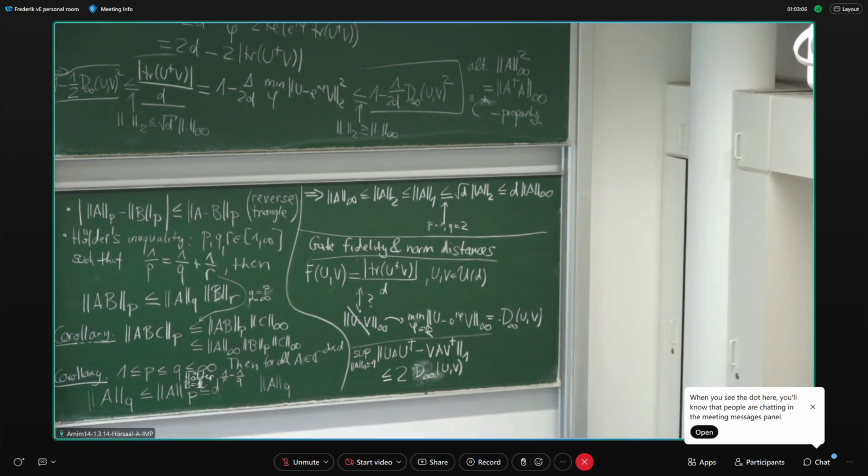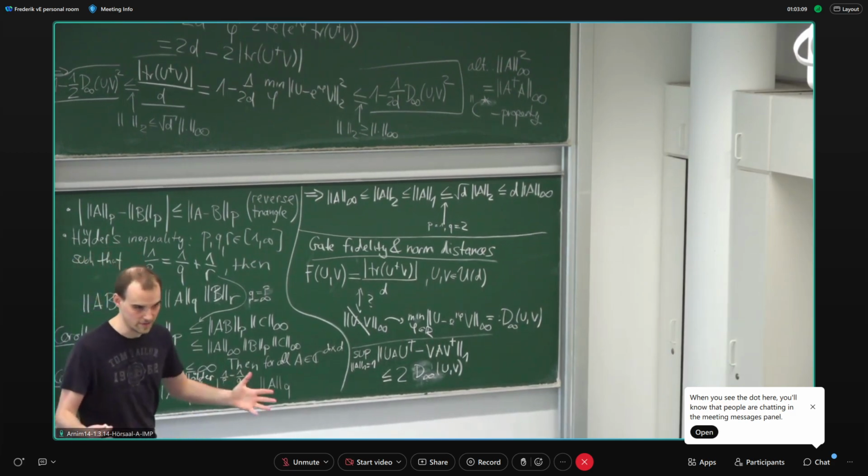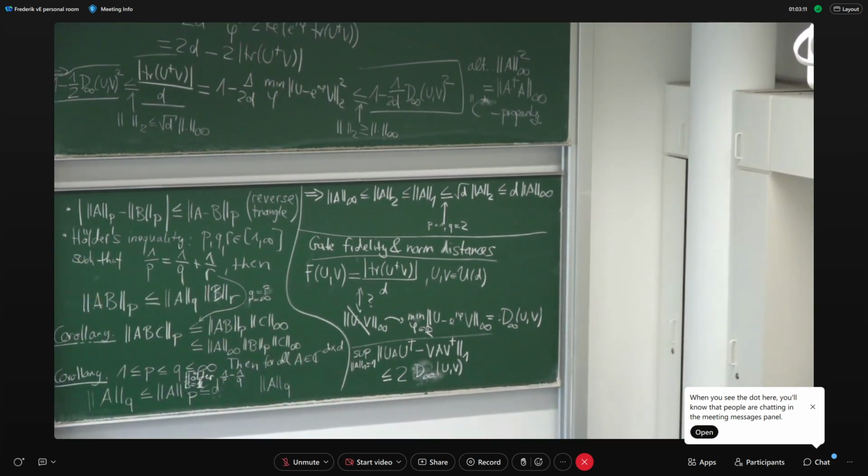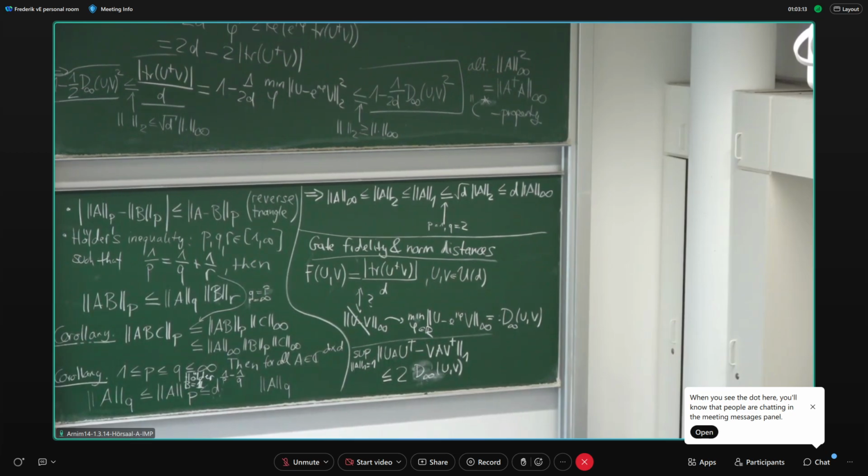Okay, so this was, as I said, more of an example of how to use this framework.